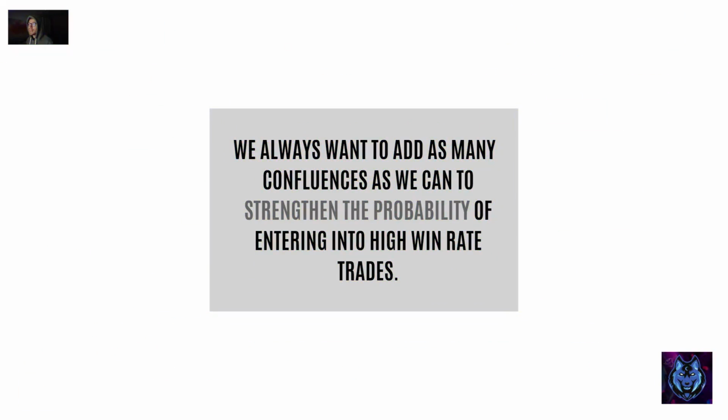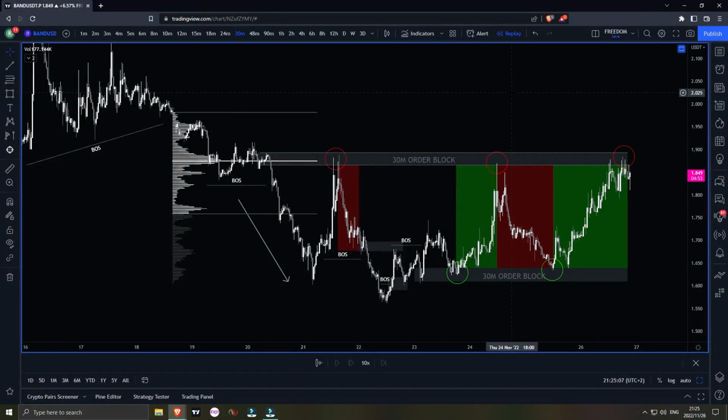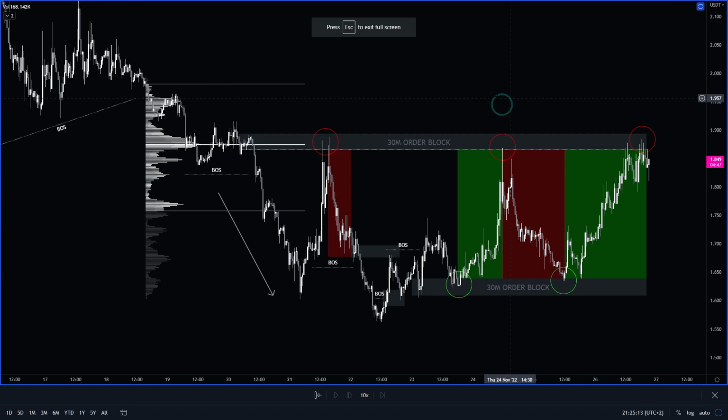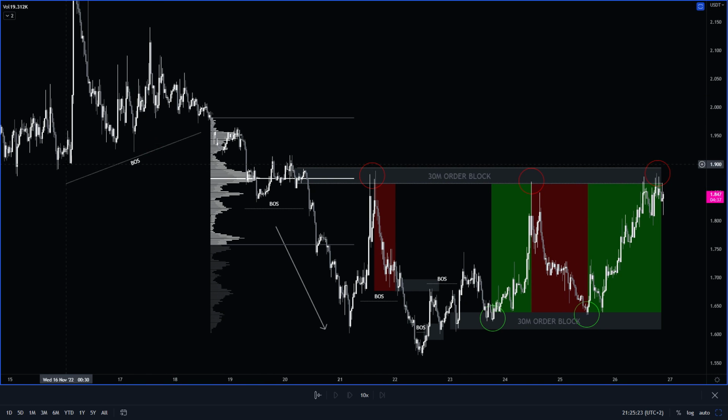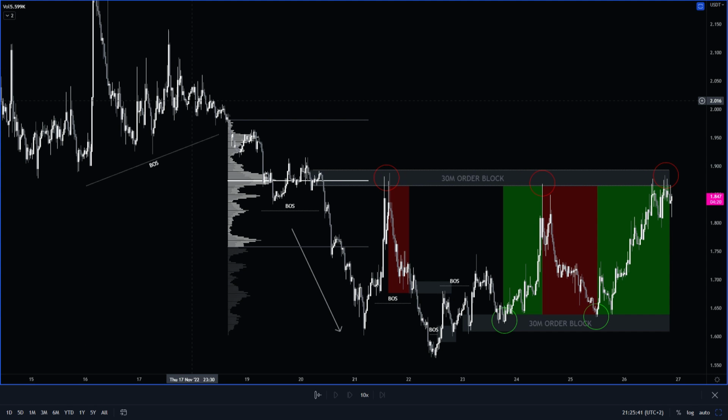We always want to add as many confluences as we can to strengthen the probability of entering into high win rate trades. Let us have a look at the charts. So we have here a cryptocurrency coin called BAND USDT, and I want to run you through this setup. So what happened here, we had price creating these equal lows, which we know is liquidity. Break in structure indicated to us that the trend was changing.